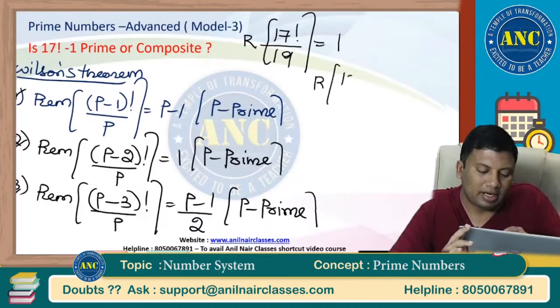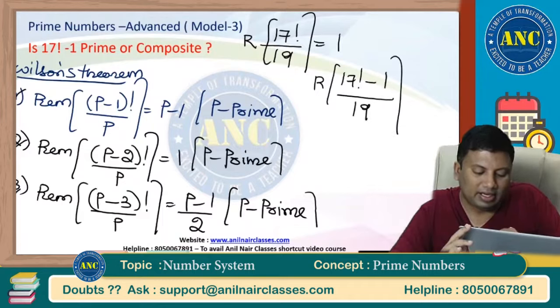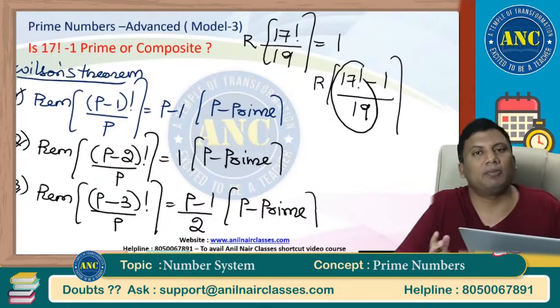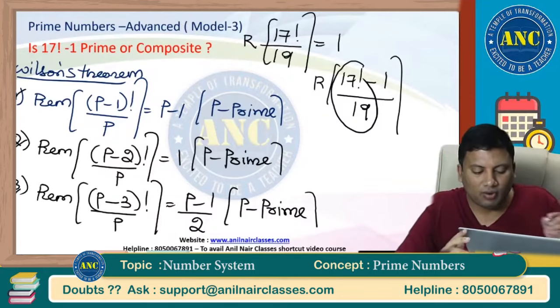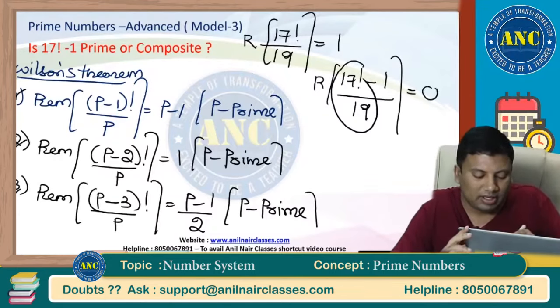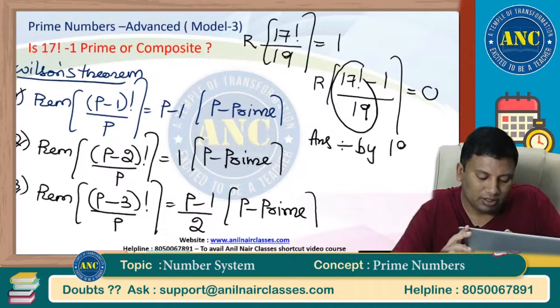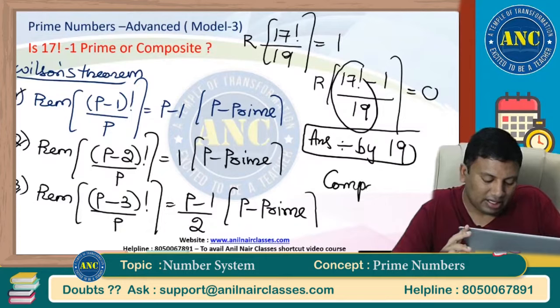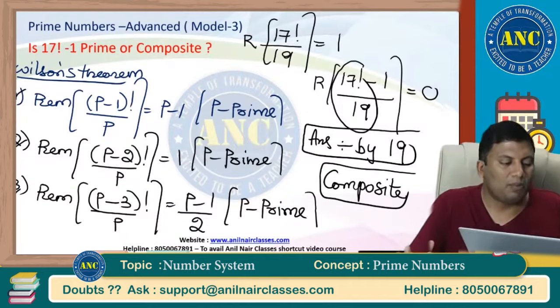So, remainder of 17 factorial minus 1 divided by 19. 17 factorial divided by 19 gives remainder 1. 1 minus 1 is 0. That means the answer is divisible by 19. If it is divisible by 19, the answer will be a composite number.